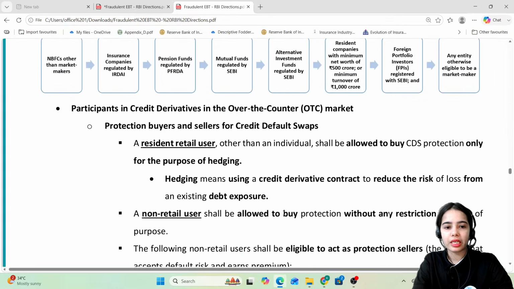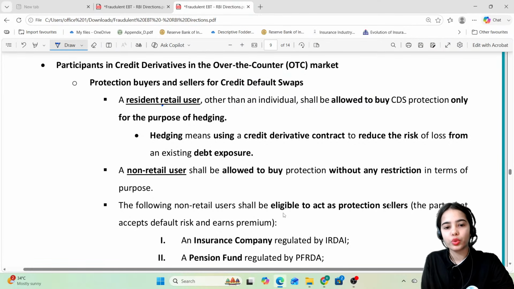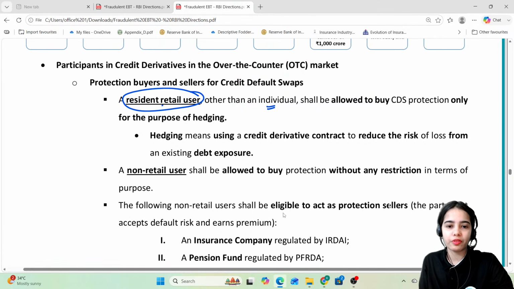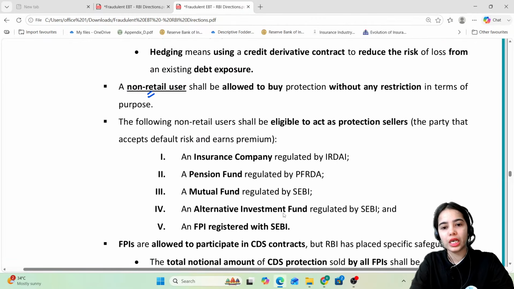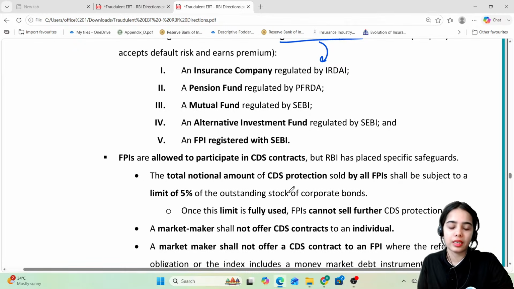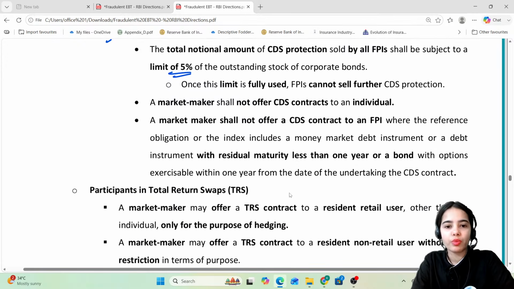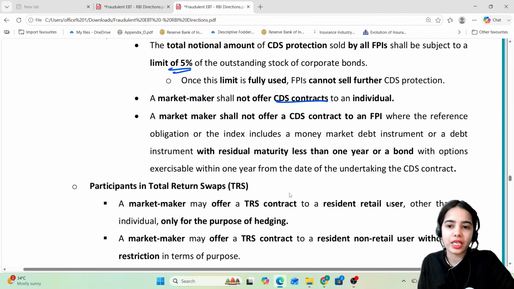So in the OTC market, the credit default swap can be sold to the resident retail user other than the individual and the non-retail user. Now these are eligible to act as protection sellers. And for CDS contracts sold by the FPIs, there is a limit of 5%. Okay. So a market maker shall not offer CDS contracts to an individual.